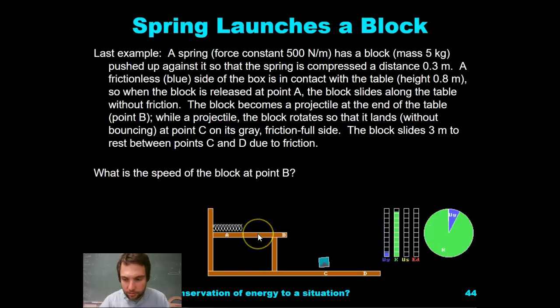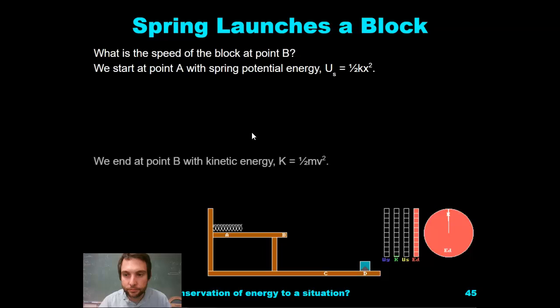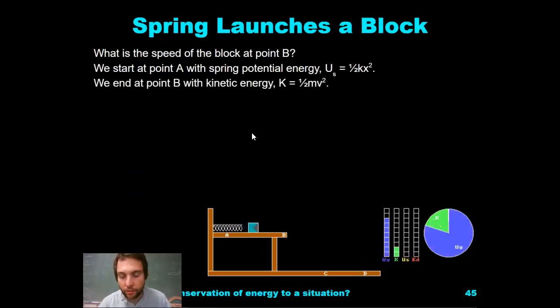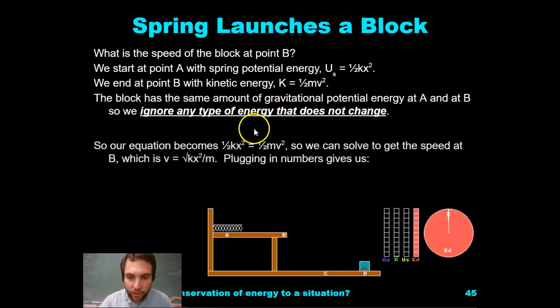Well, if this is frictionless, then whatever energy we started with should give us whatever energy we end with. At point B, if we say y equals 0 at this table height, then the only energy it's going to have is kinetic energy. Nothing else is acting on it. So in the beginning, at point A, we have spring potential energy, 1/2 kx squared, and at B, kinetic energy, 1/2 mv squared. The block has the same amount of gravitational potential energy, so we're ignoring that.